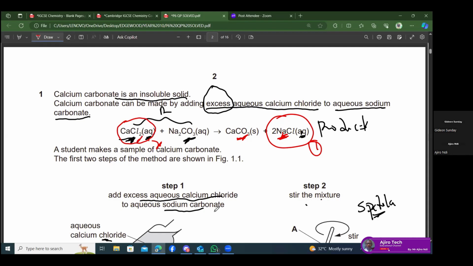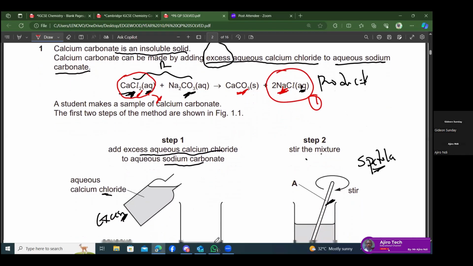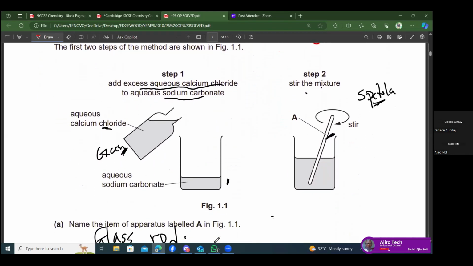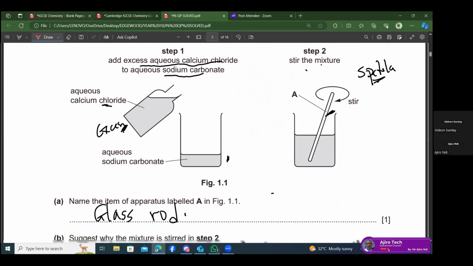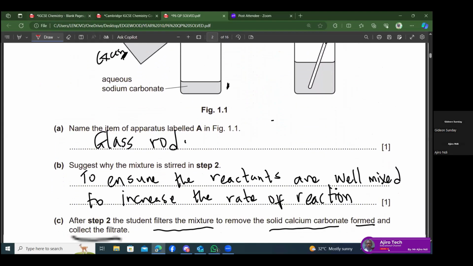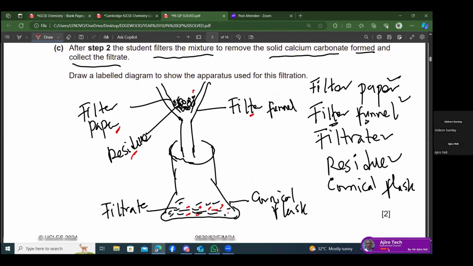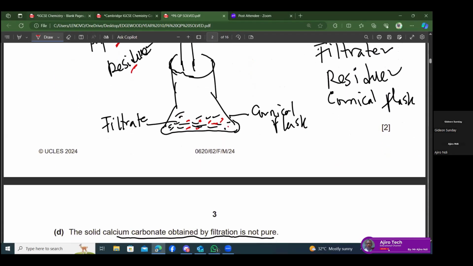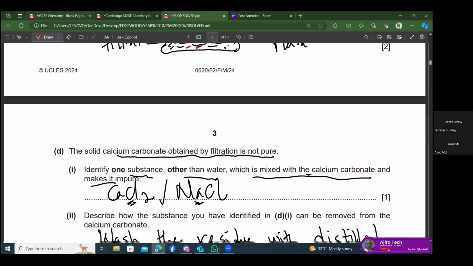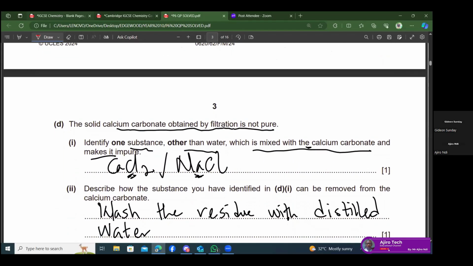If it's not properly filtered, or even when properly filtered, you should have some quantity in the calcium carbonate, which is a product. So that is why in our answer we have calcium chloride or sodium chloride as the answer to that.